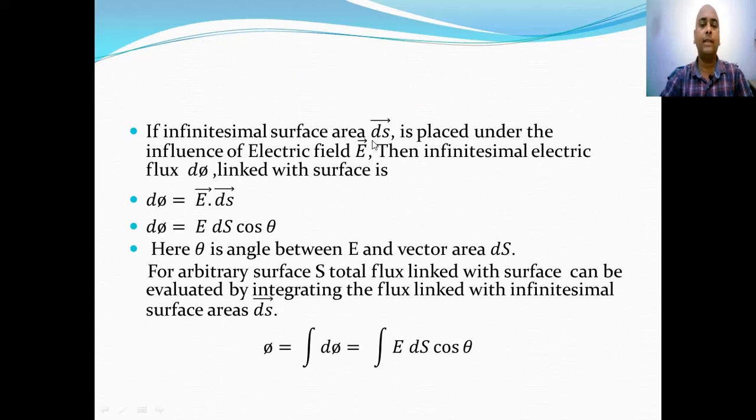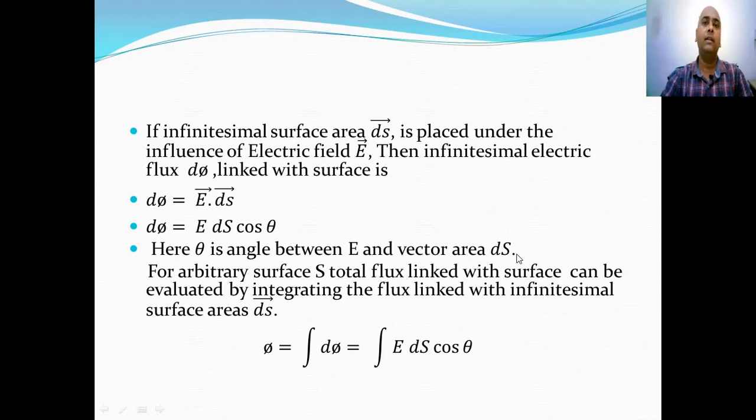If an infinitesimal surface ds is placed under the influence of electrical field E, then the infinitesimal electrical flux d phi linked with the surface is d phi equal to E dot ds, where d phi will be E ds cos theta, where theta is the angle between E and vector area ds.